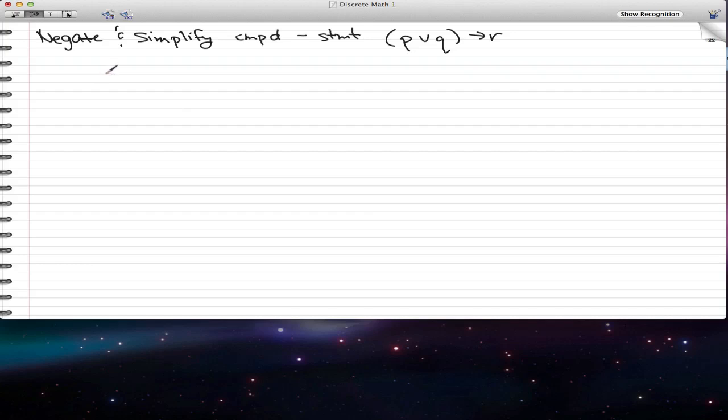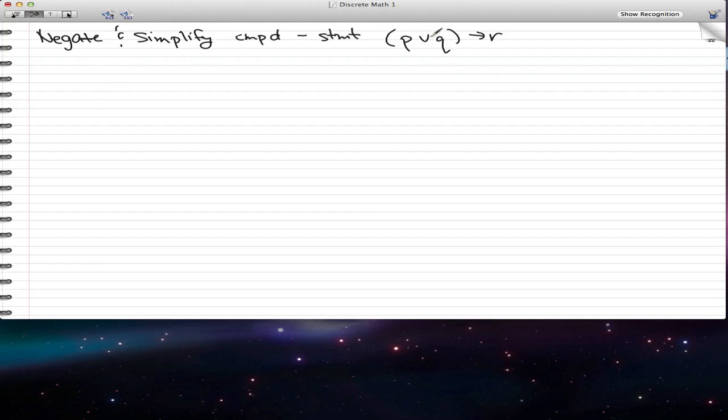So in this video, we want to negate and simplify the compound statement P or Q implies R. Now, this is the meat of what you're going to learn, and you have to really learn how to simplify. It's one of the most important things that you need to know because I'm pretty sure that if you don't know it, you'll be wrecked on any exam that you're going to do regarding some introduction to discrete mathematics.